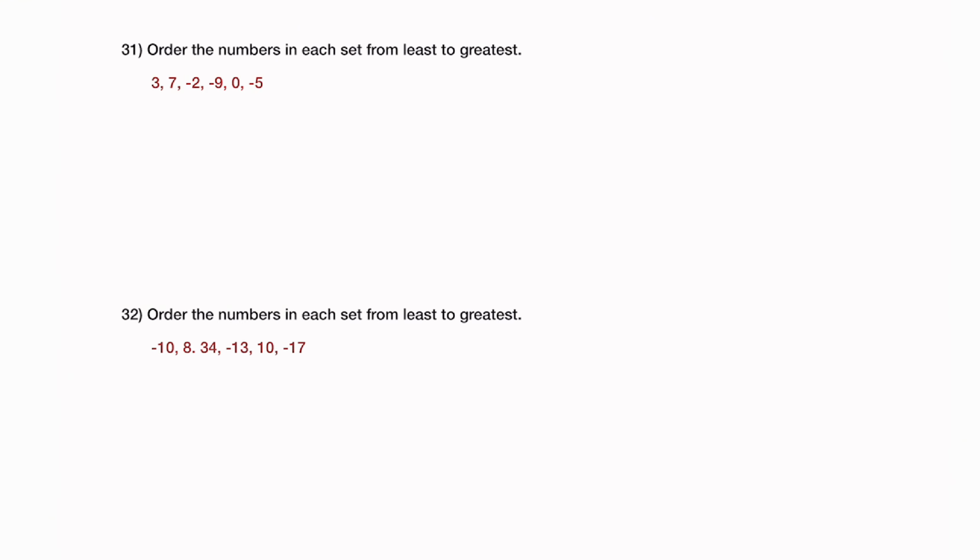Order the numbers in each set from least to greatest. Now for this type of question, I prefer to segregate my positive and negative numbers. This is how I would do it initially, and once I get used to it, I've done enough questions, I can go directly. So I'm going to segregate my numbers first. So I have negative numbers and I have positive numbers here. In this case, my negative numbers are minus 2, minus 9, and minus 5.